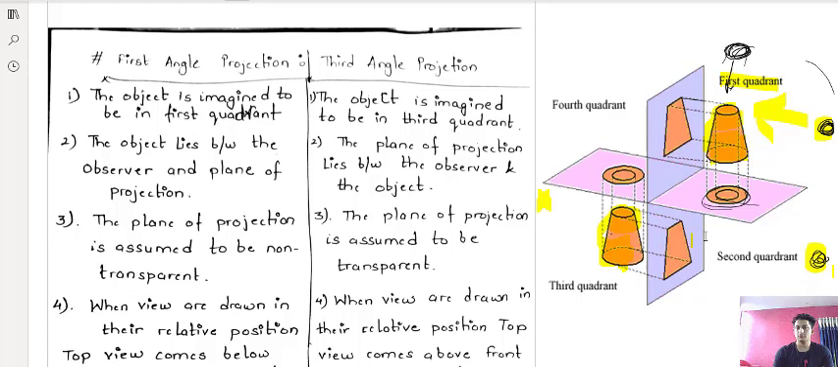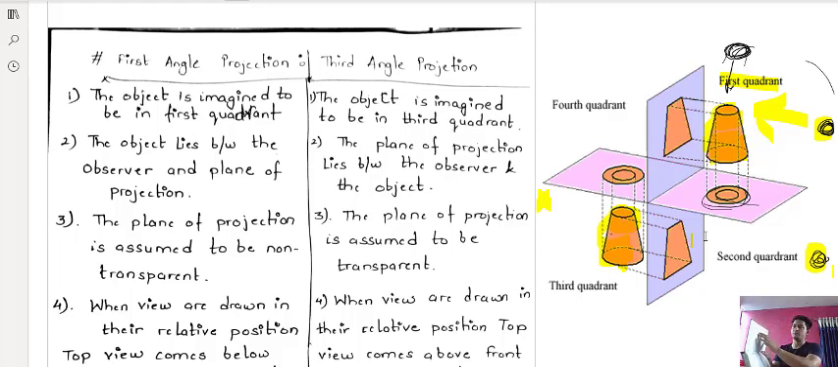Now what will happen when the observer looks from here? You will see from here the front view will be plotted here, and when the observer goes upwards, the view will be plotted here. Now it looks like this. There is an object here. Now the ray of sight, when you want to draw the front view, will be drawn on this side. Front view here, and when you look from this side, the top view will be drawn here.